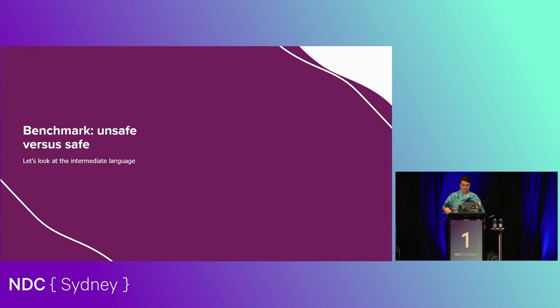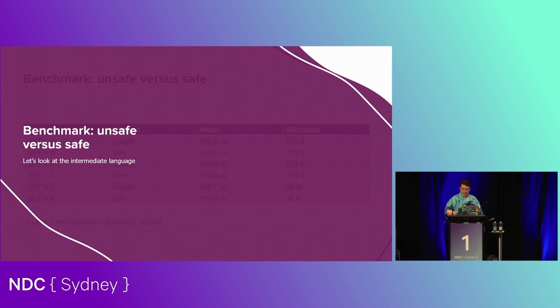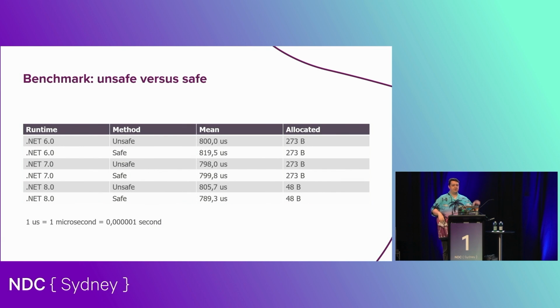So let's see. I ran both the unsafe and the safe versions against .NET 6, 7, and 8. I also used ahead of time compilation in both cases. And you see the performance here is almost on par. You could say this is margin of error in between.